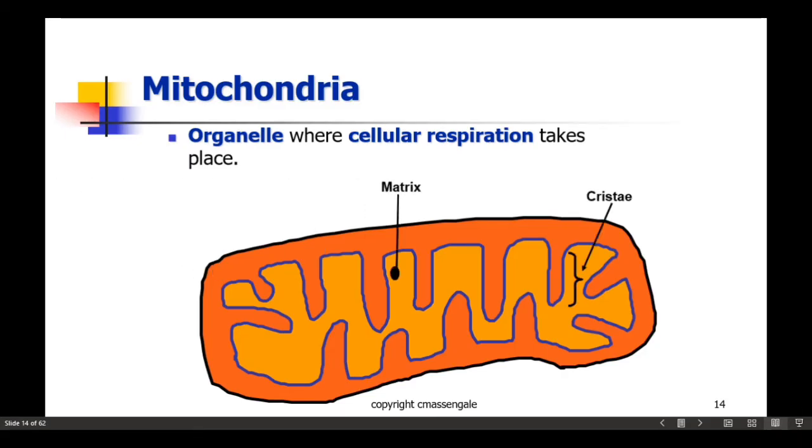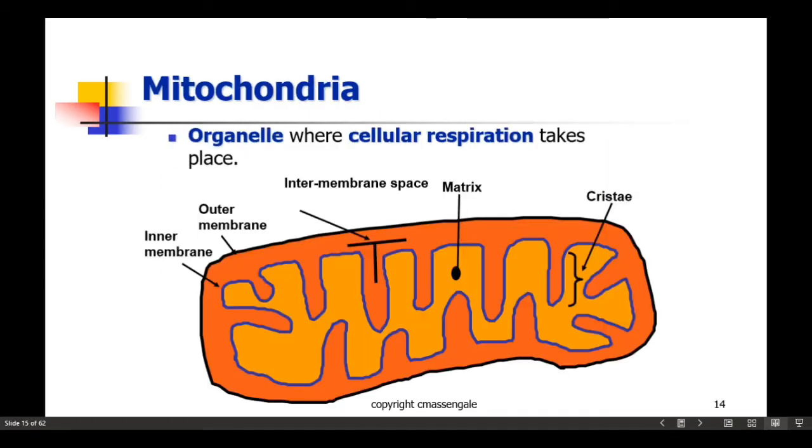A mitochondrion has the following parts: the outer membrane, which is this one, the inner membrane, which is this one, the space between the outer and the inner membrane, which is called the intermembrane space, and then the fluid-filled space in the center, which is called the matrix. As you can see there, the inner membrane is folded, and the folds are called the cristae.